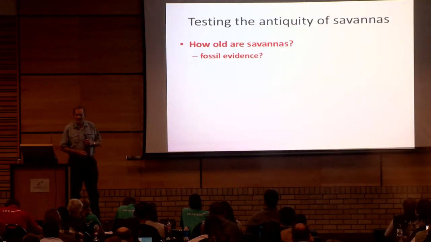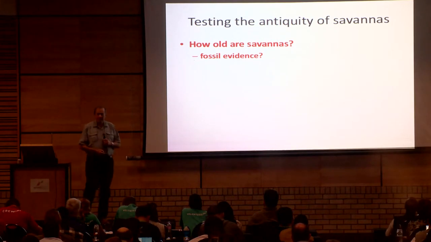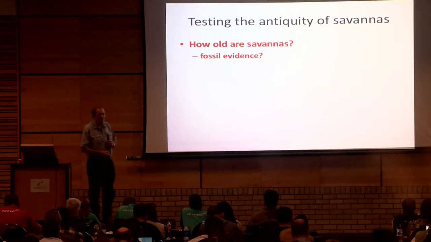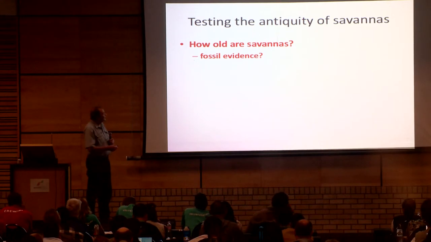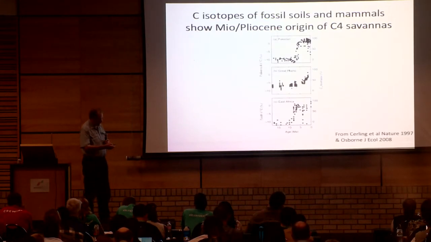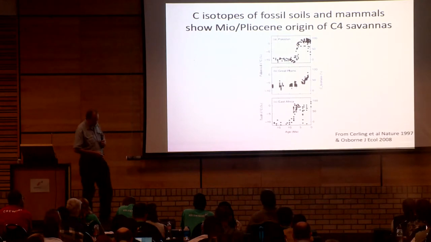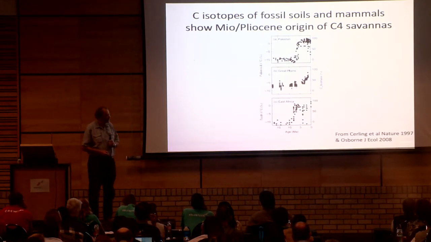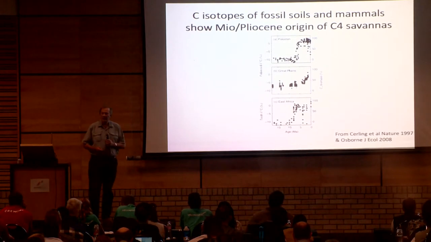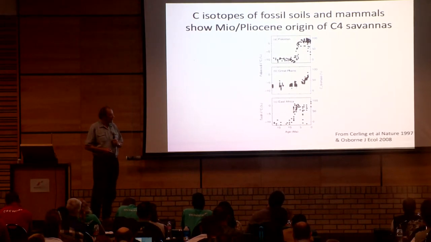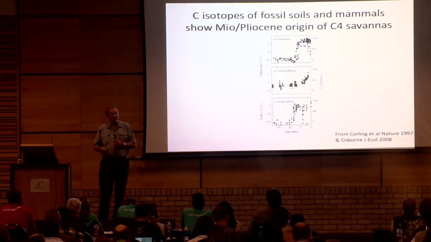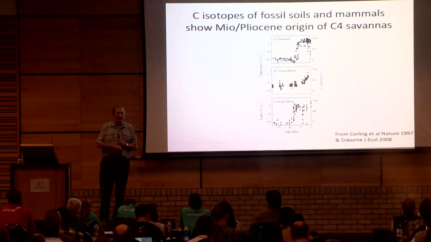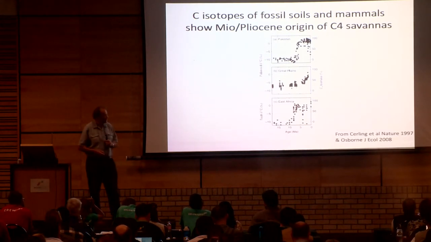How do you test the antiquity of savannas? And to indicate that maybe you should take a deep breath before you say we're going to convert 1.5 million square kilometers, which is equivalent to the land area of South Africa, by the way. So how old are savannas? And the way in which we traced that was looking for fossils, and in those fossils, looking for carbon isotopic composition. And it turns out that the C4 grasses that characterize savannas have a completely distinct isotope signal, which is quite different from the ancestral C3 type.